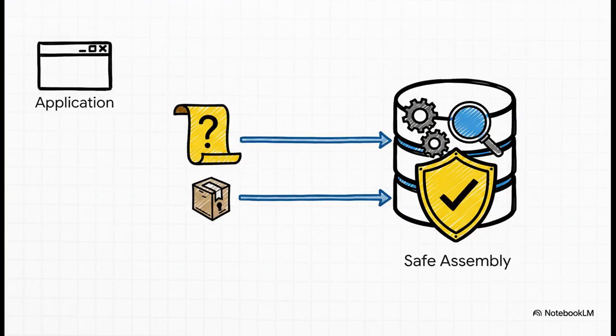Now this might be the single most important job of any ORM, keeping you safe. It protects you from one of the oldest, scariest attacks on the web, SQL injection. It does this using a technique called parameterization. Basically, it sends the query structure and your user's data to the database in two separate packages. This makes it impossible for the database to ever mistake user input for a command it should run. It's a huge security win, and you get it for free.